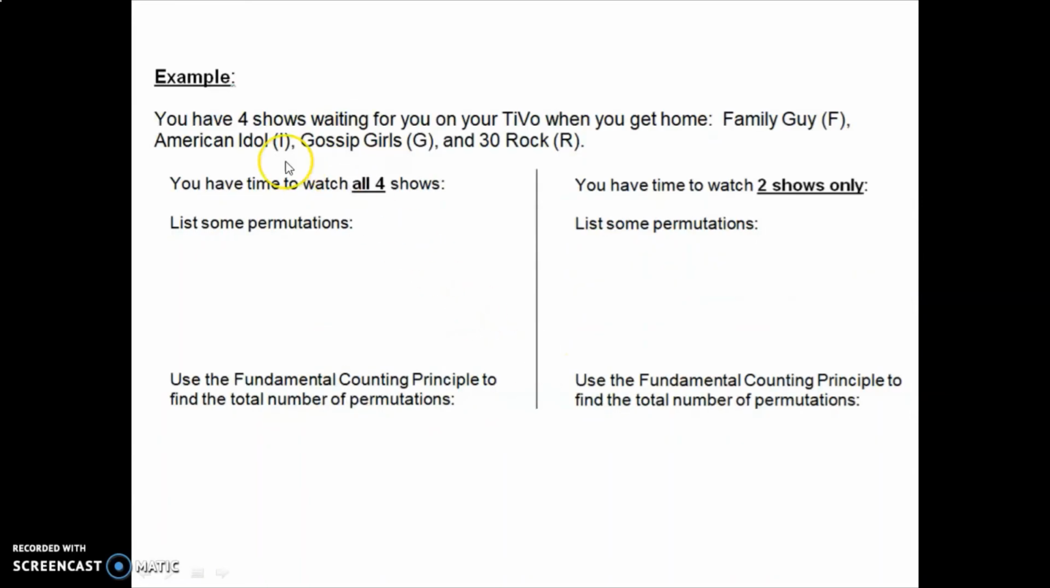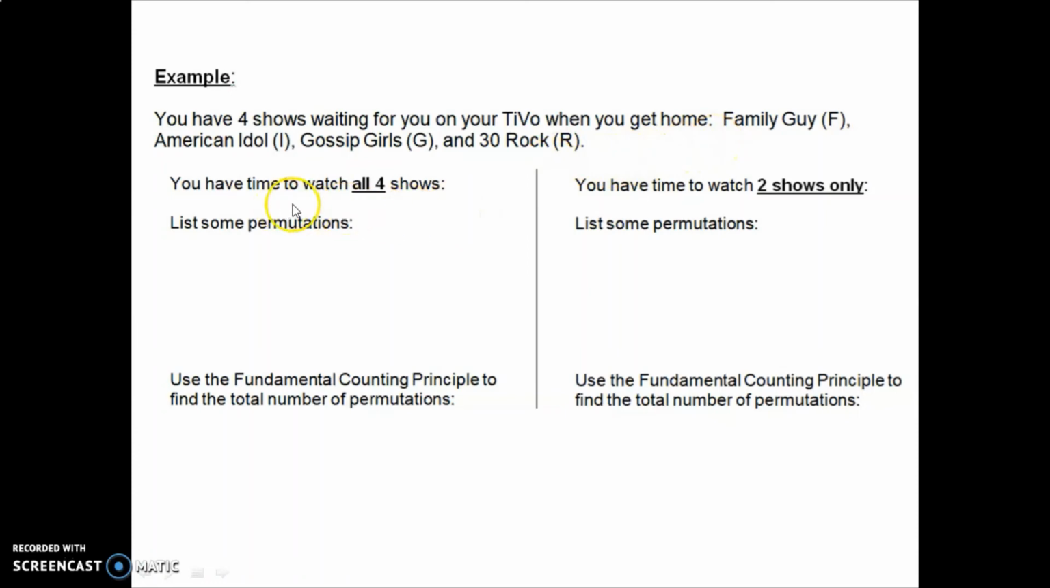Let's say you arrive at home and you have 4 shows waiting for you on your TiVo. Wow, this must be an old problem. I don't even know what a TiVo is, and you probably don't either. But there are 4 shows. One is Family Guy, one is American Idol, one is Gossip Girls, and one is 30 Rock. Again, I think we're like 10 years behind the times here, but that's cool.